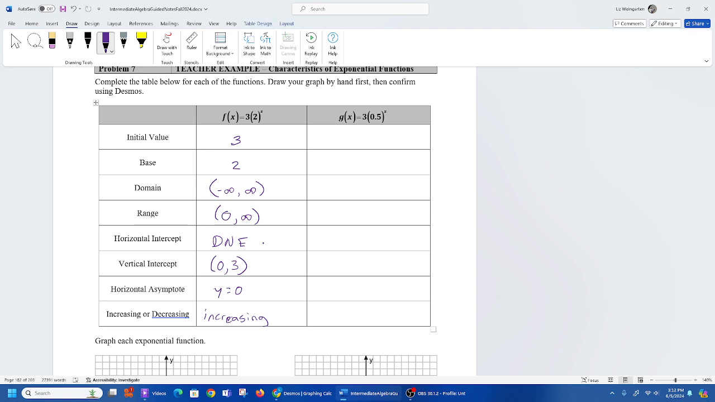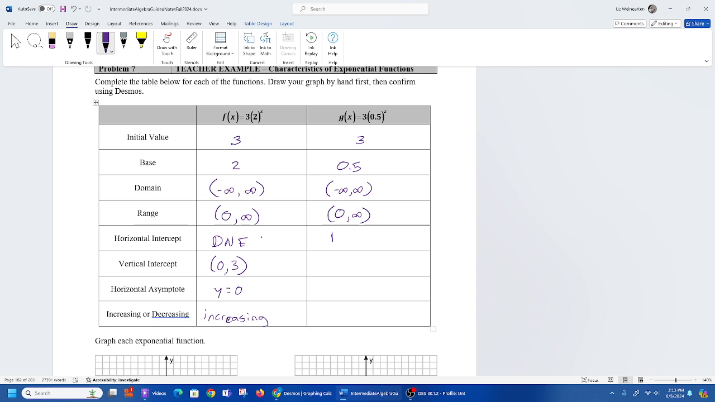Let's take a look at g of x. The initial value, again, is 3. The base is 0.5. That's what's being taken to the exponential power. The domain for every single one of these is negative infinity to infinity. The range is always going to be 0 to infinity. It's never going to be negative. It's never going to be equal to 0.